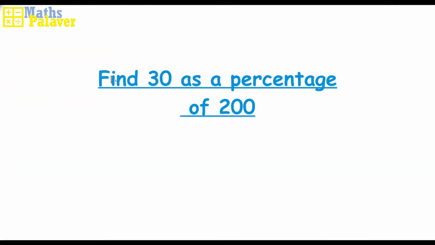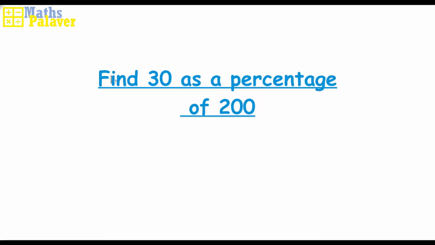Next, we're going to work out the second type of percentage question. It looks similar to the previous one, but is very different, and students tend to make mistakes when doing these questions, mixing up one for the other. How do we find 30 as a percentage of 200? You'd need this when you've done a test that's worth 200 marks and you got 30 marks out of 200.